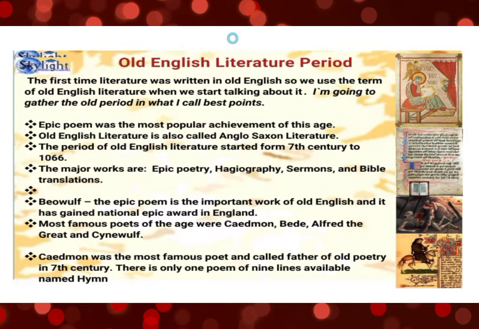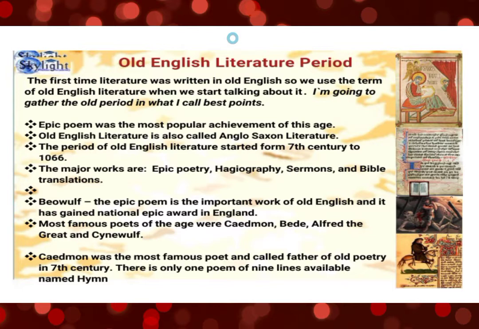Beowulf, the epic poem, is the important work of Old English, and it has gained National Epic Award in England. Most famous poets of the age were Caedmon, Bede, Alfred the Great, and St. Wulf. Caedmon was the most famous poet and called father of the old poetry in the 17th century. There is only one poem of 9 lines available named him.